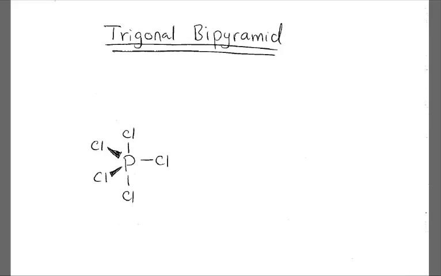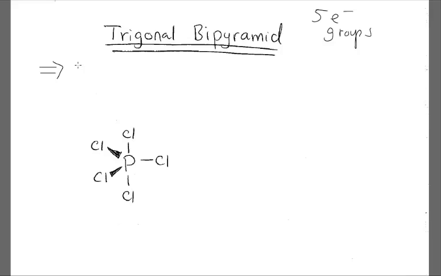This video is part 2 of valence shell electron pair repulsion theory. So we are starting with Trigonal Bipyramid, which is 5 electron groups. And the thing about Trigonal Bipyramid is this involves central atoms that do not obey the octet rule. They have more than an octet.